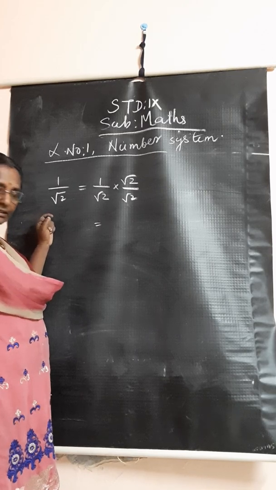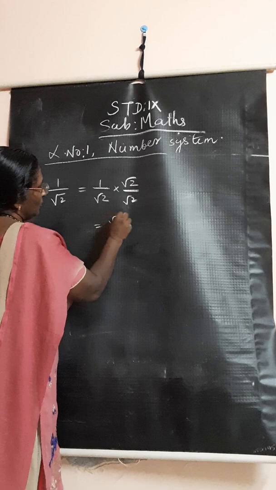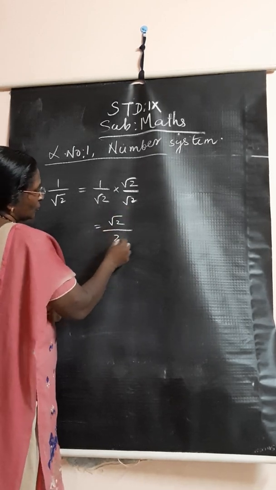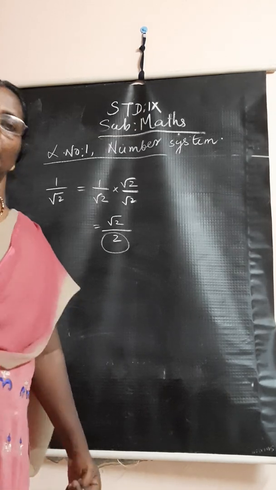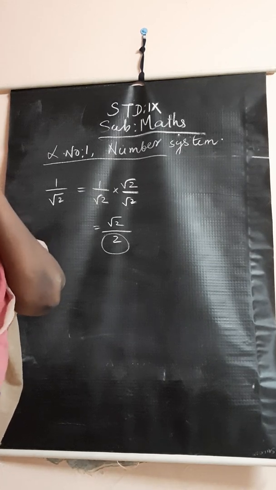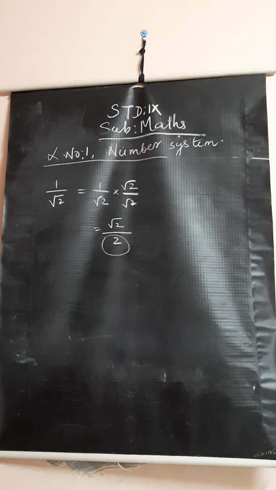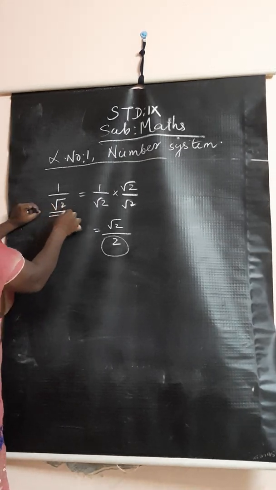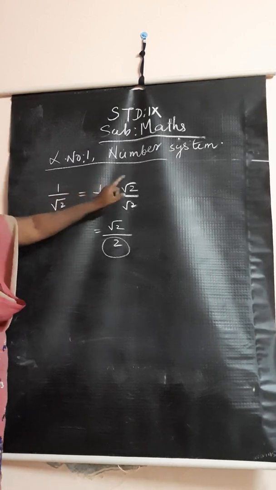So the value never changes. Now 1 into root 2 is root 2. Root 2 into root 2, how much is it? 2. See the denominator, you got a rational number now. This method we call rationalizing the denominator. It is a very important topic. Here it is a monomial term, a single term. Therefore the same number is multiplied up and down.